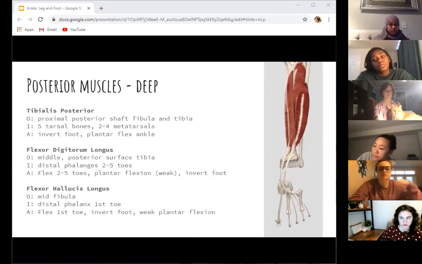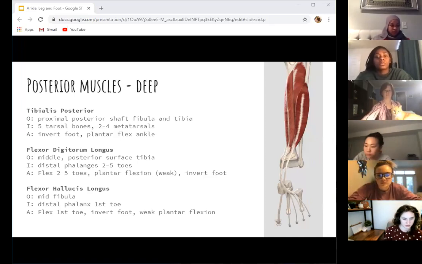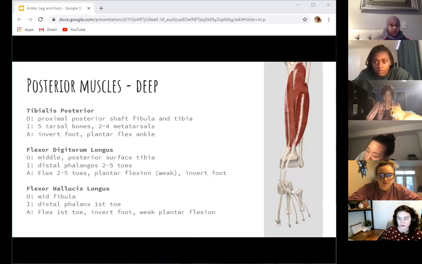If we look deeper to that, you have three really slender muscles that are deep to the soleus, and these muscles are primarily responsible for inverting the foot and flexing the toes. These are commonly used if you think about walking on your tiptoes or hiking a rocky trail. That's when these muscles will come into play.